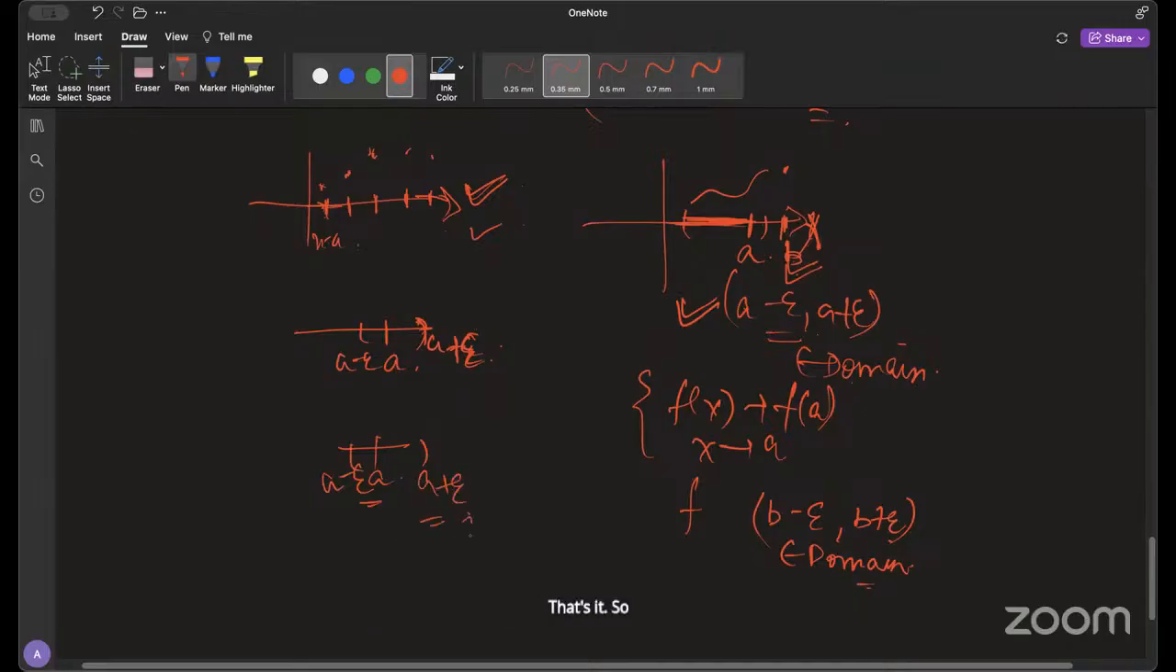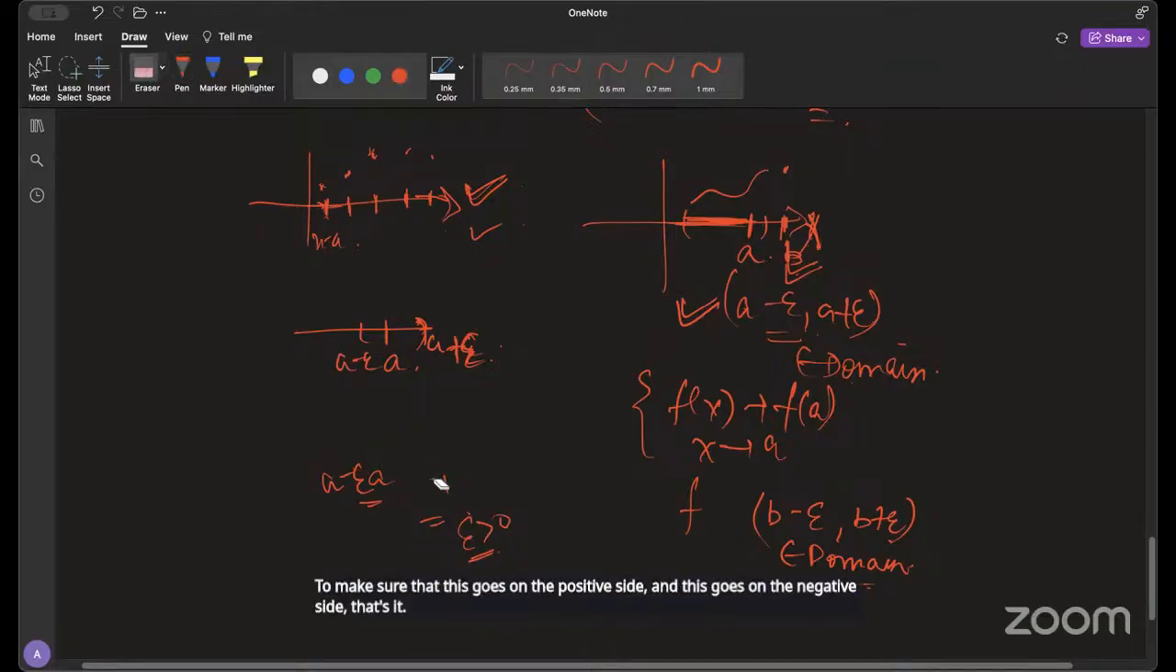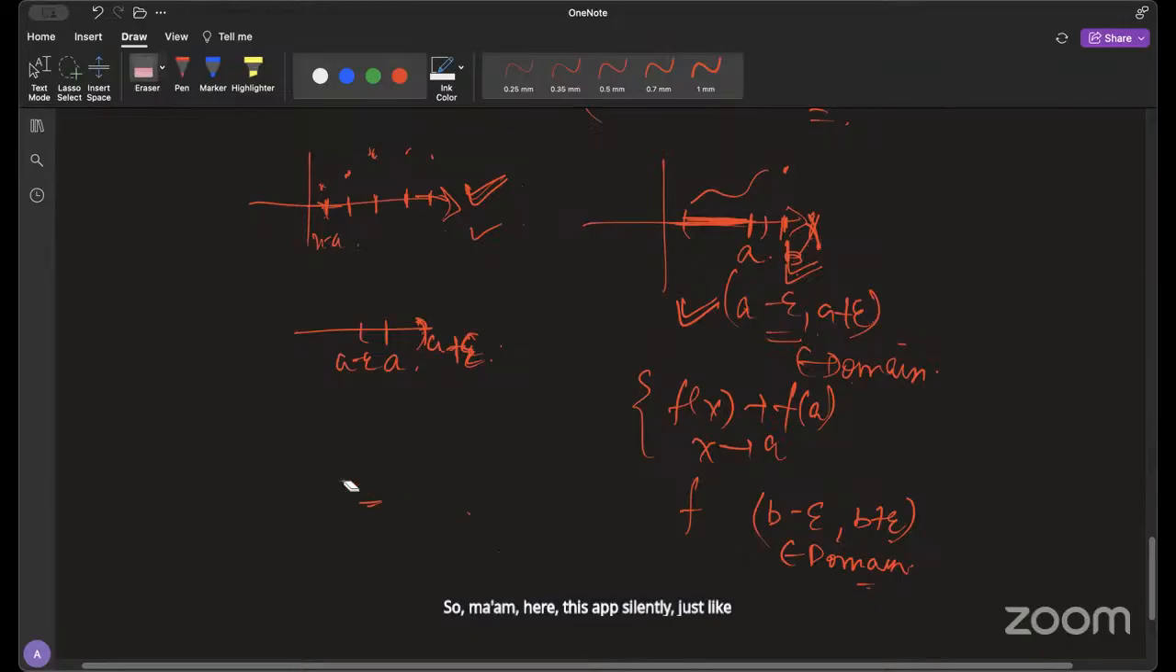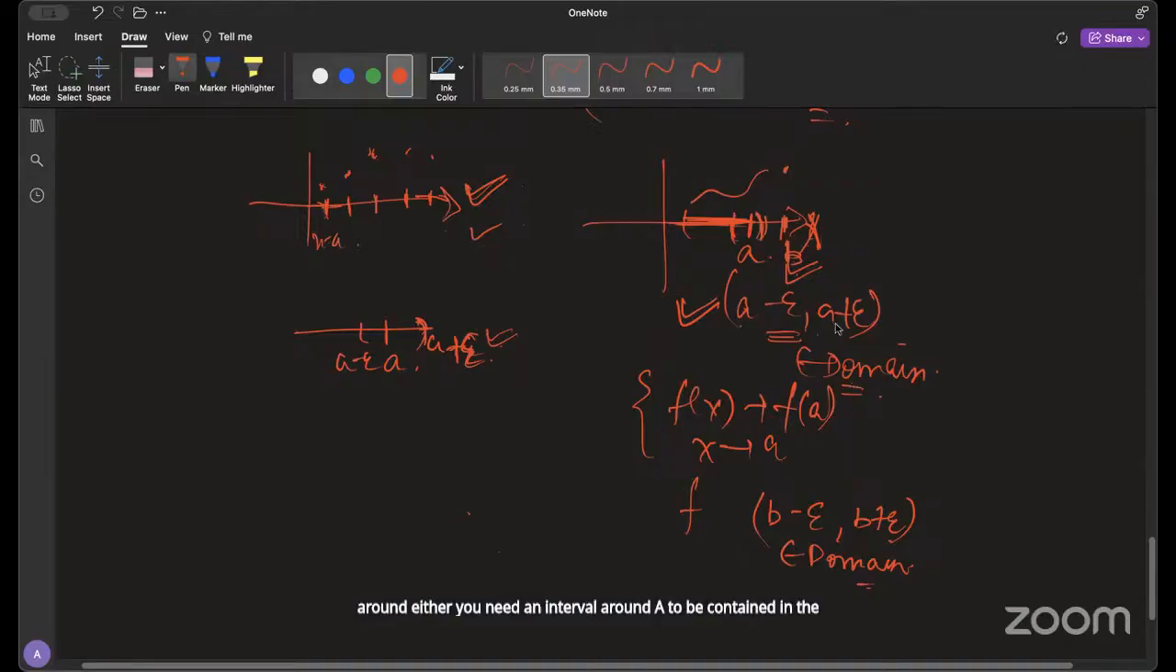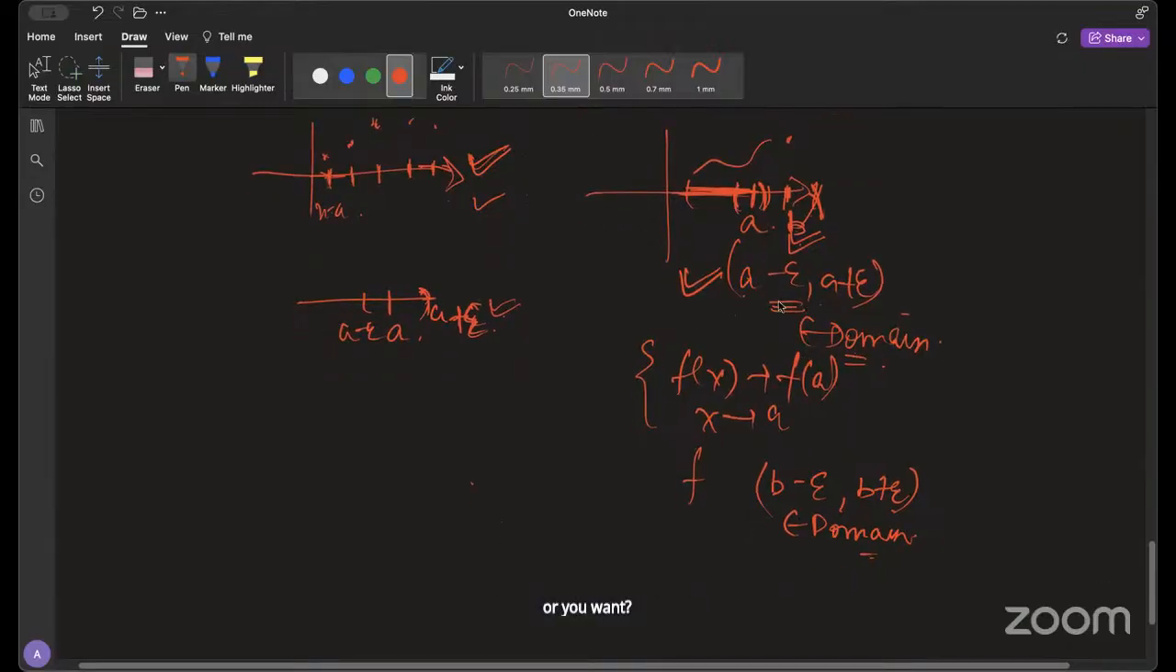That's it. So we're putting a constraint over epsilon that your epsilon is greater than 0 to make sure that this goes on the positive side and this goes on the negative side. Ma'am, can you say this epsilon is just like h which we take in the limit h tends to 0? Yes, you don't have to get into the detail of that. I just wanted to say that there has to be an interval around A. Either you need an interval around A to be contained in the domain, or for a limit, you need an interval. So I hope this part is clear that to calculate the limit at a point A, you need an interval around A. Even if A is not in the domain, you need an interval around it to be in the domain, right?